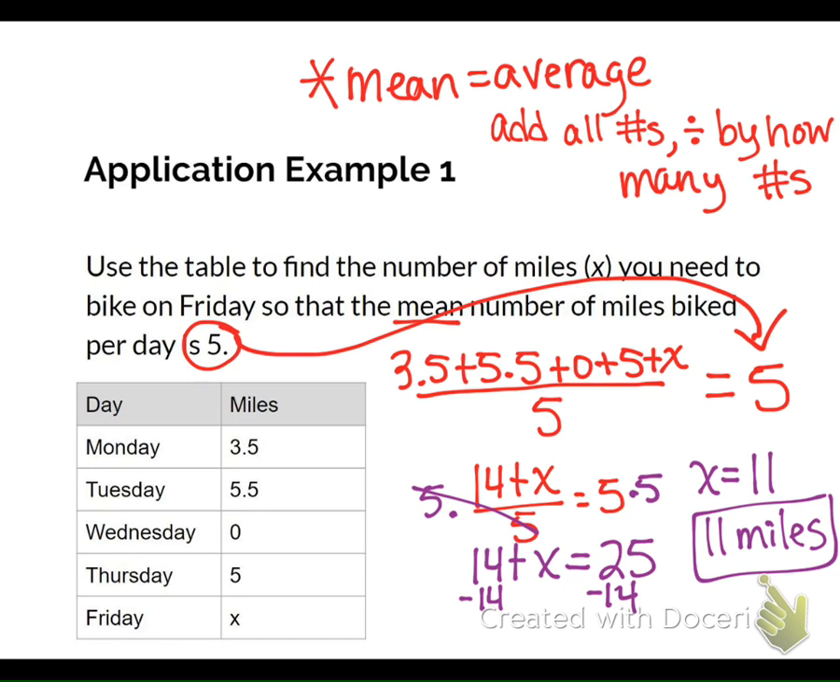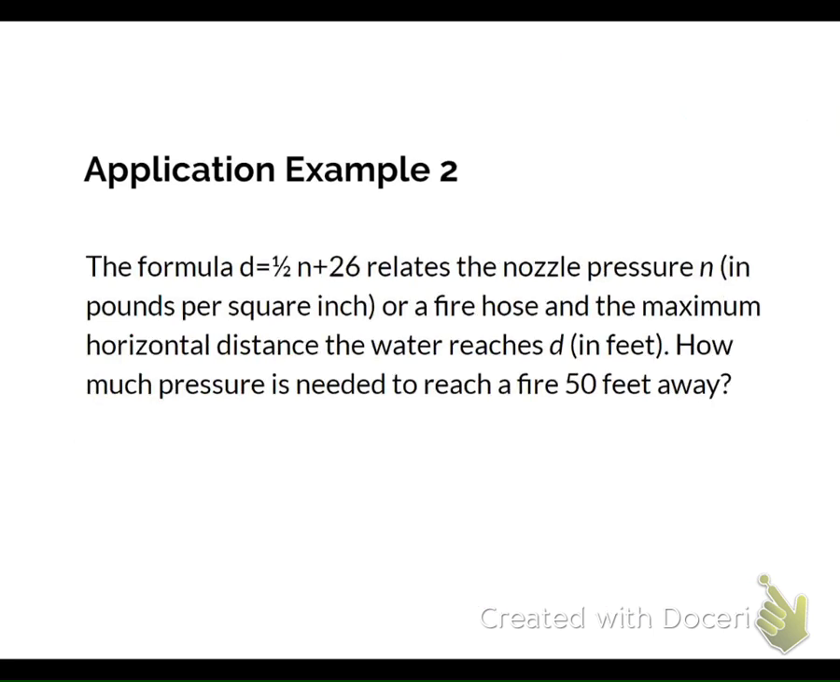Okay, if you have questions or concerns about this example, write them down, make a note next to it, put a star by it, and that way you can ask me all these questions when I'm back in class. All right, let's continue on to number 2. Again, just read through it. We'll write down what's important.